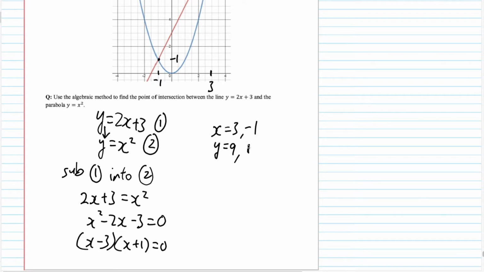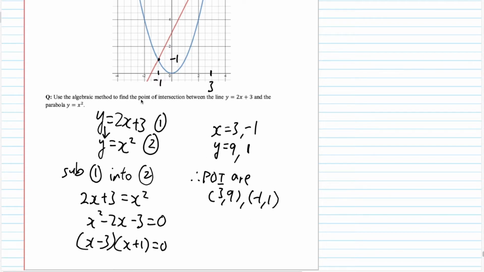It's 1. So once you get to this step, please don't stop. Keep going, because if you leave your answer like this, you won't actually get the full marks, because the question says find the point of intersection. So therefore, point of intersection, you can write POI are (3, 9) and (-1, 1). Make sure you write your answer in this form.